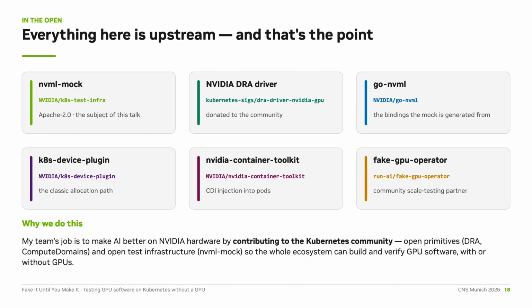NVIDIA go-nvml is the real one, not the mock, the real bindings that we have from the C libraries of NVML into Go. So if you want to write things for Kubernetes, it's mostly Go-based. The NVIDIA device plugin is the old school. Now the new school is the DRA driver. And the NVIDIA container toolkit is what does the actual magic of creating the CDI files and injecting them into your pod.